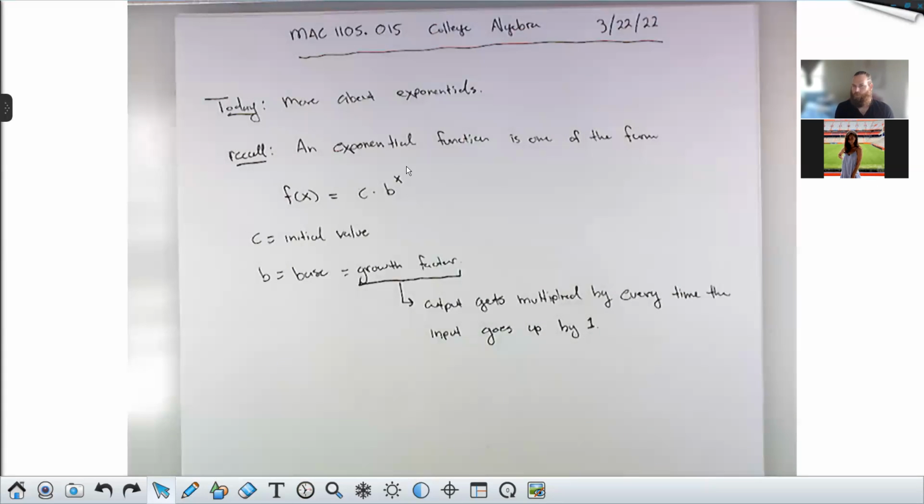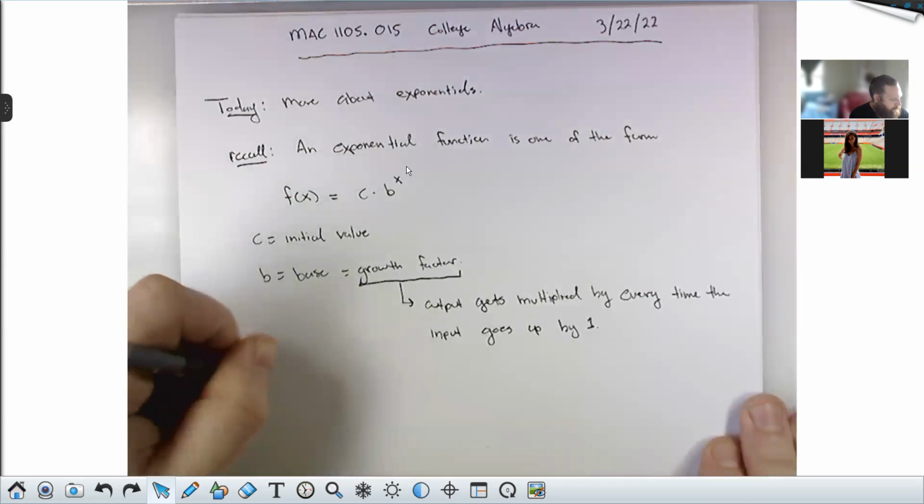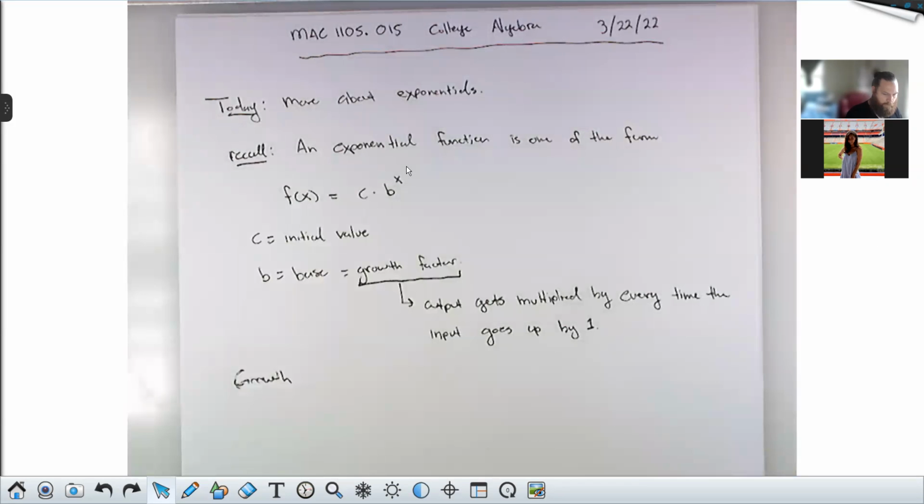Or if I have some sort of loan where I'm charging you 5% interest every month, then every month I would take the balance and multiply by 1.05, because I want to add 5% onto that balance every month. And that 0.05 is the amount I'm adding. Those are examples of growth rates.